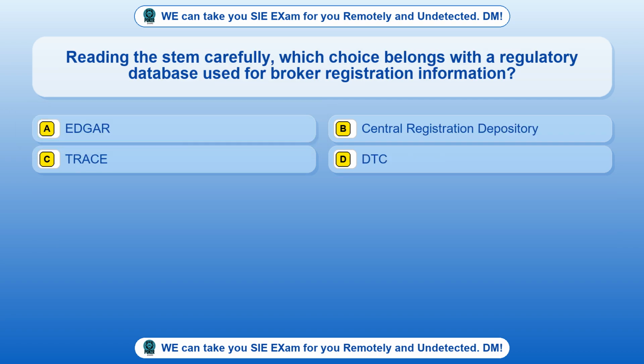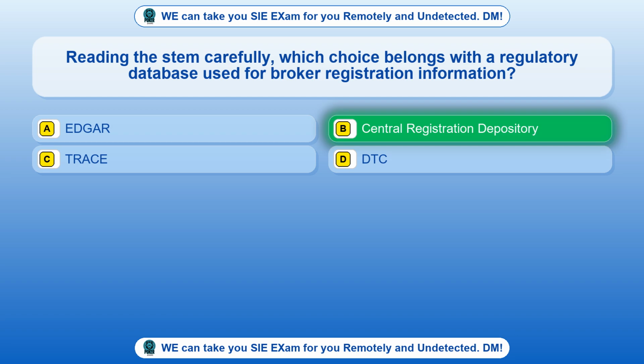Question 82. Reading the stem carefully, which choice belongs with a regulatory database used for broker registration information? Option A, Edgar. Option B, Central Registration Depository. Option C, Trace. Option D, DTC. The correct answer is option B, Central Registration Depository.